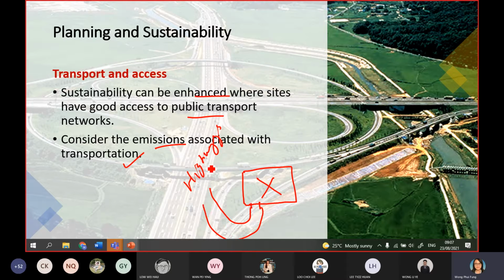Because if the traveling time increases, which means we take a longer time to reach our destination, we need to drive longer and stay on the road longer. So actually it creates pollution.